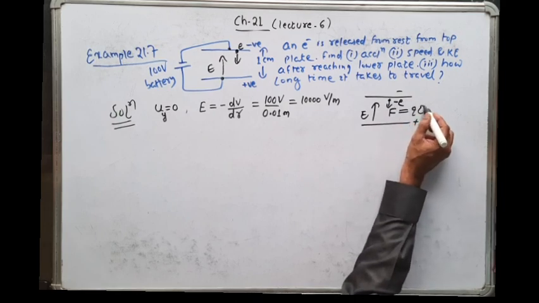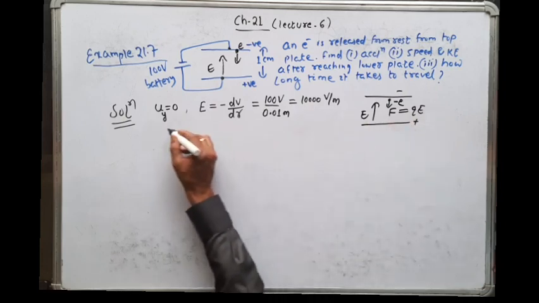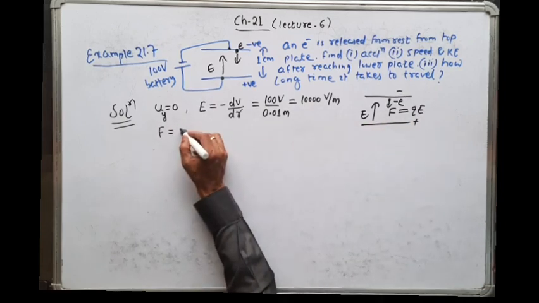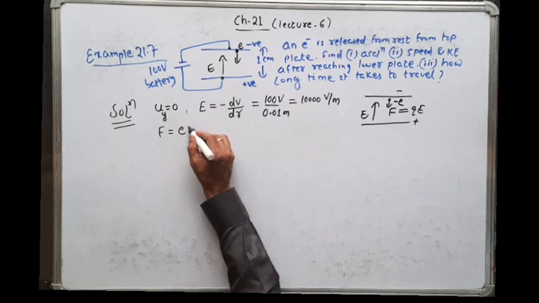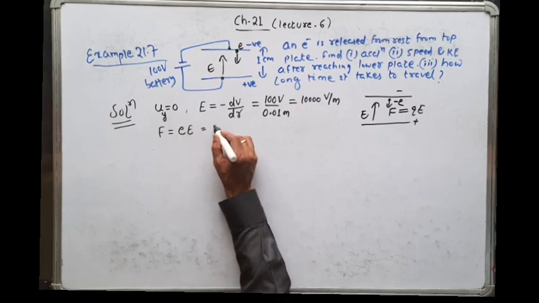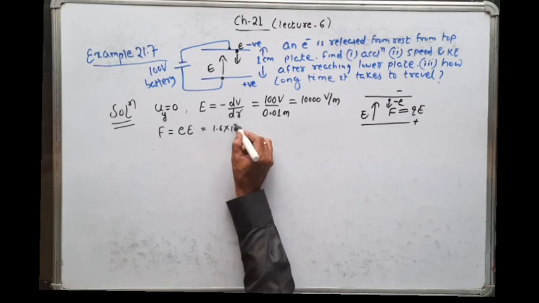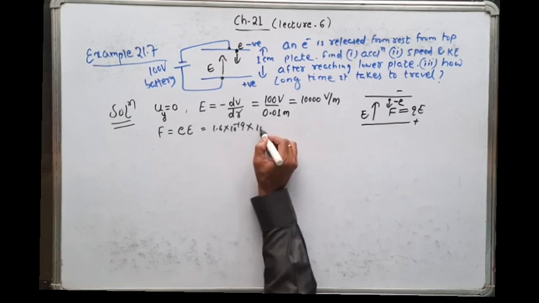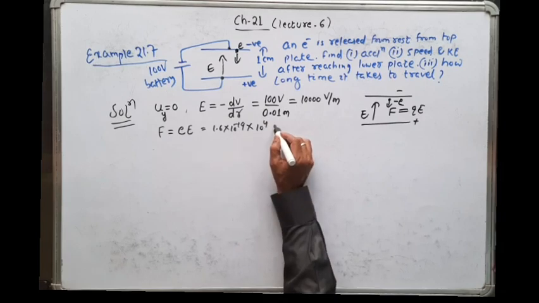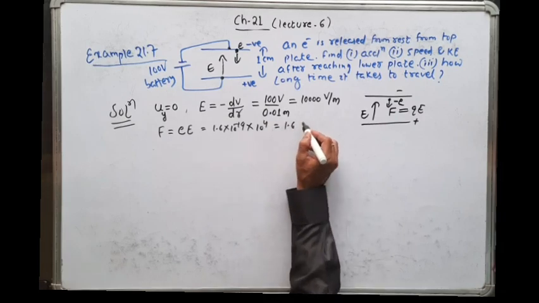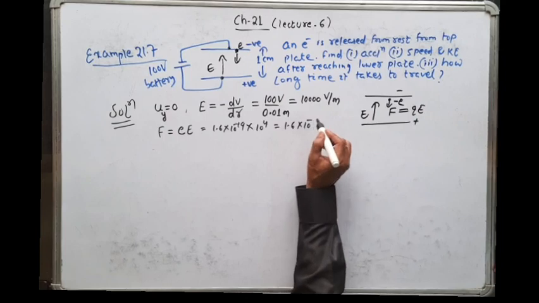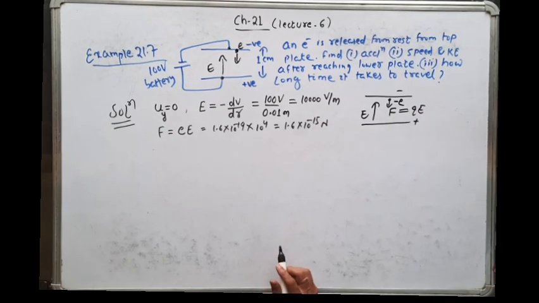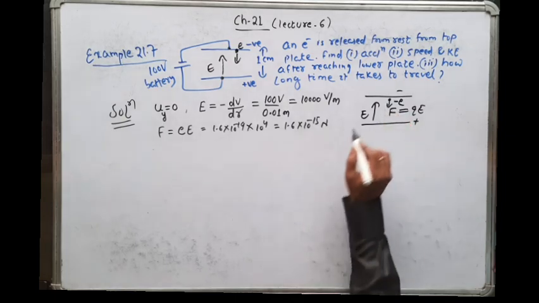Force is equal to Q into E. So the force experienced by the electron is Q into E, where Q is the charge of the electron. So what is the value? 1.6 into 10 to the power minus 19 into the electric field intensity, which we have got as 10 to the power 4. So you can calculate, it is 1.6 into 10 to the power minus 15 Newton. So this is the force experienced by this charged particle.